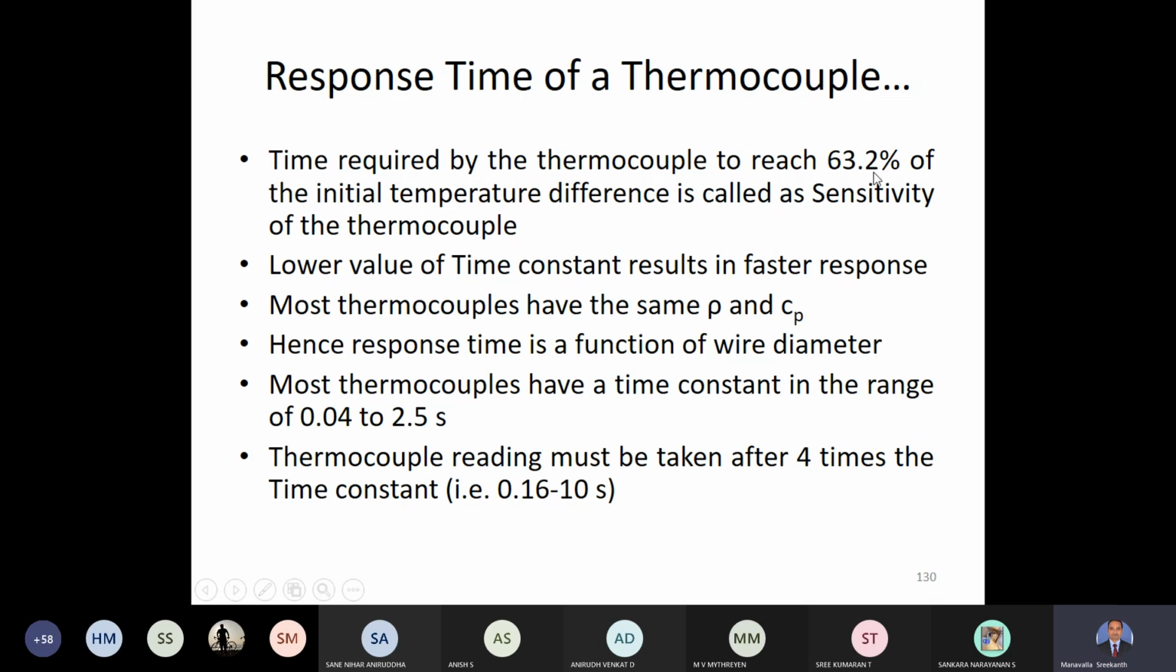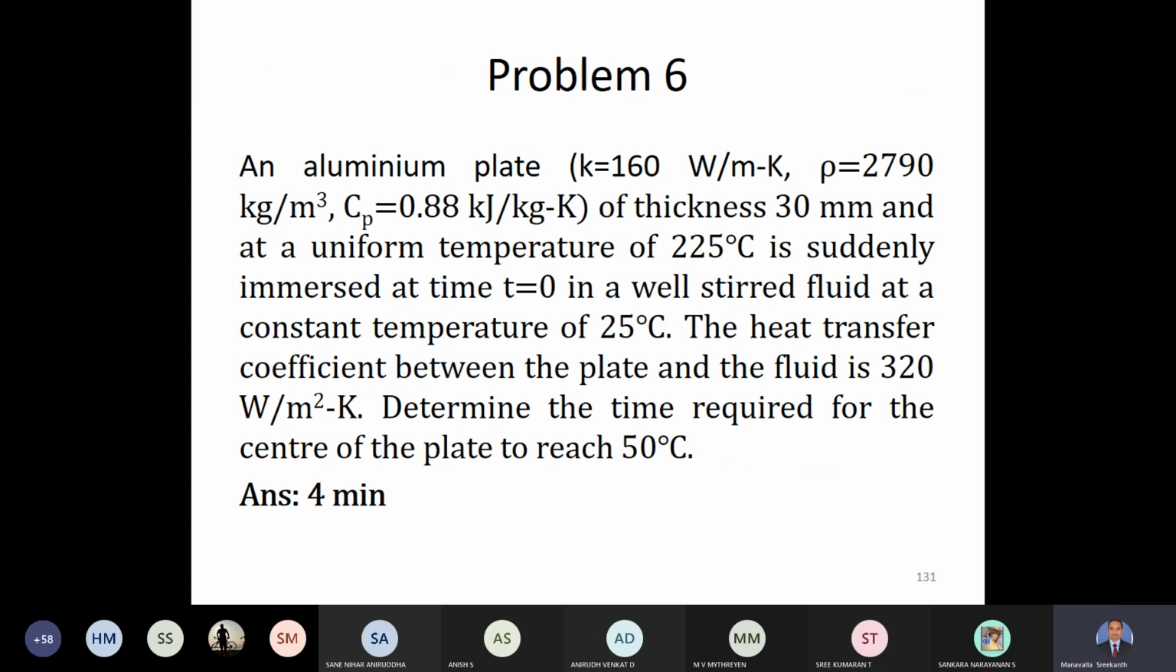So at one time constant, we would have reached only 63.2% of the initial temperature difference. But if you wait for 4 times the time constant, then you would have achieved almost 100%. So that's why we have to be patient and wait before we take the thermocouple reading. Okay, so that's some theory and applications of this concept of lumped system. One of the important applications is in the field of temperature measurement using thermocouples.